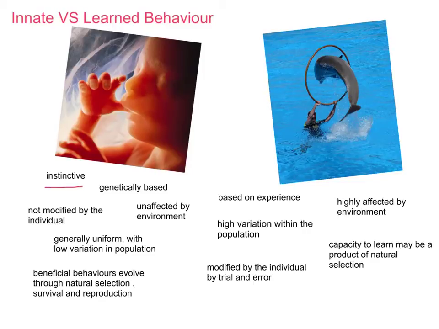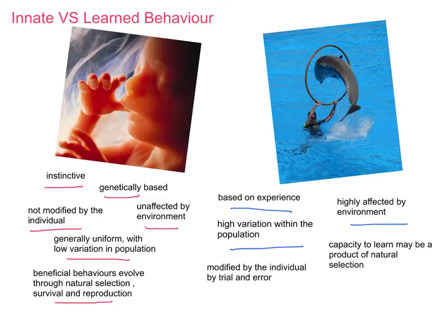Innate is instinctive and thus genetically based, unaffected by the environment and not modified by the individual, shows low variation in the population, and those behaviours we think have evolved through natural selection. Whereas learned behaviours tend to be based on experience, so are highly affected by the environment. Because everybody learns differently, there's likely to be high variation within that population.